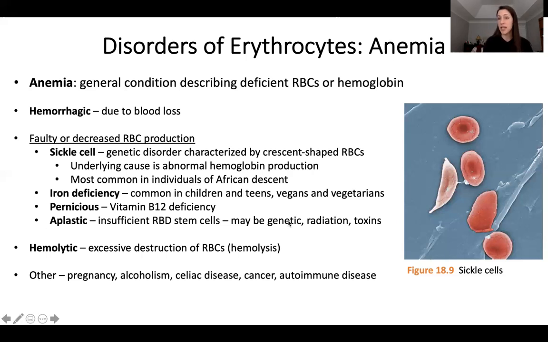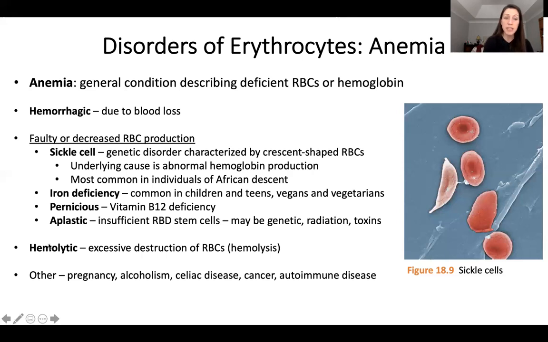Aplastic anemia can be genetic, some genetic disorder. Aplastic anemia is also not terribly uncommon in patients who are receiving ionizing radiation for cancer treatments. Certain types of toxins can cause aplastic anemia. Aplastic just means that it doesn't form.